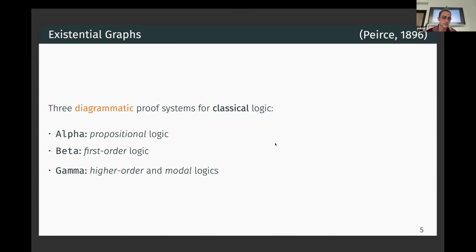And so you have these three systems that gradually build more expressive logics, starting from propositional classical logic, and then building into first order logic and even higher order and modal logic. So Peirce was really visionary because at this time higher order logic wasn't even a well-known concept. But we're going to focus on propositional logic to make the presentation simpler.